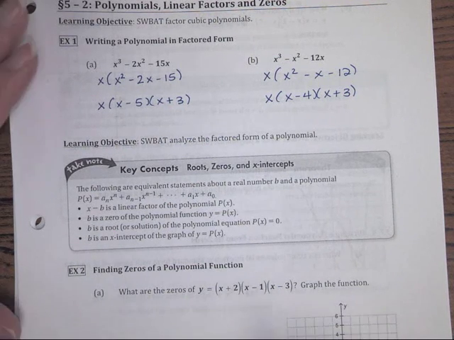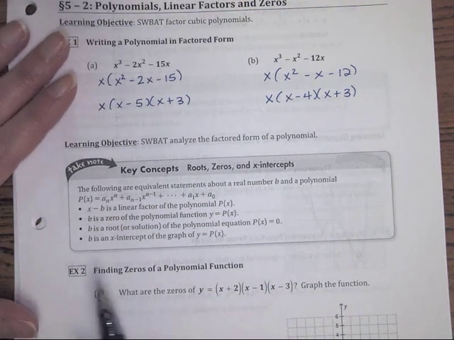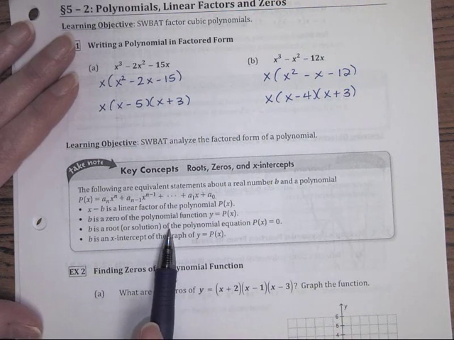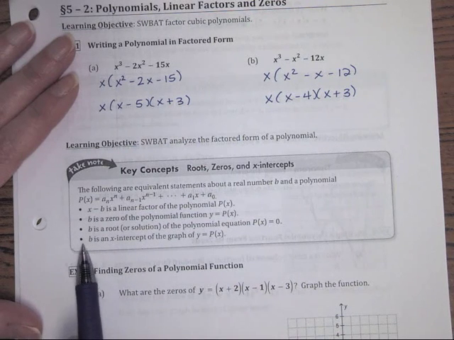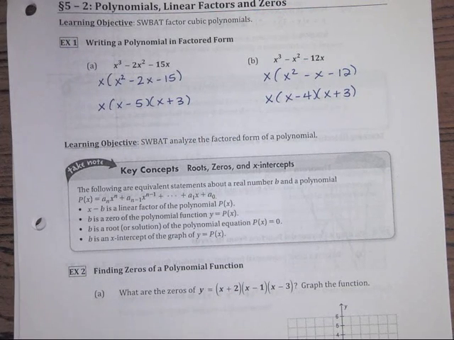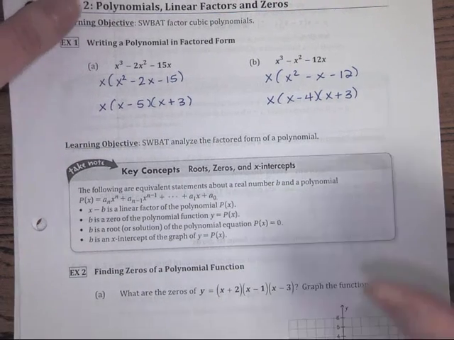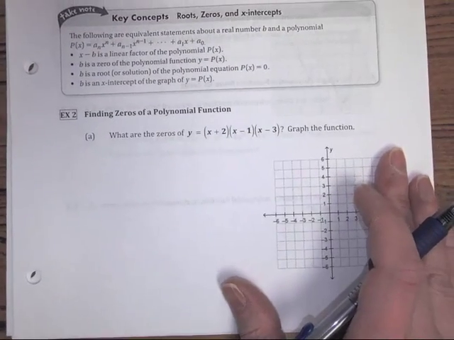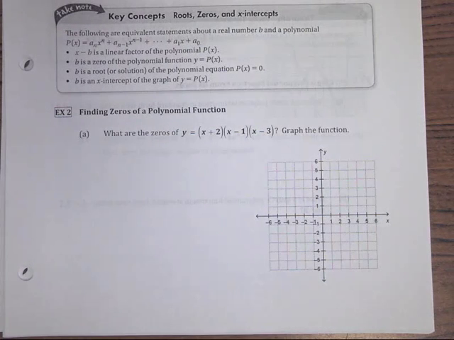Okay? And we know that. That's the same as it was with quadratics. b is also called a root of the polynomial equation p of x is 0, and b is an x-intercept of the graph. Those statements are all exactly the same as they were when we learned about this with quadratics. So when we go down here to the example at the bottom of the page, let's keep that box visible there, what are the zeros of this function?